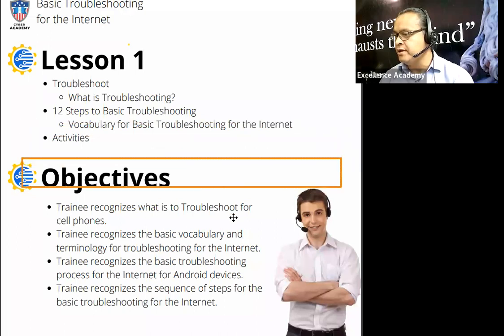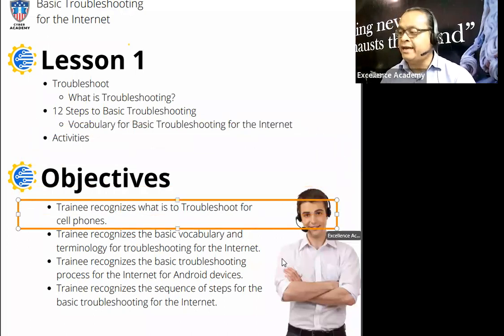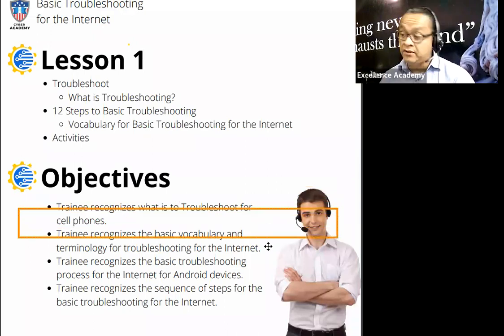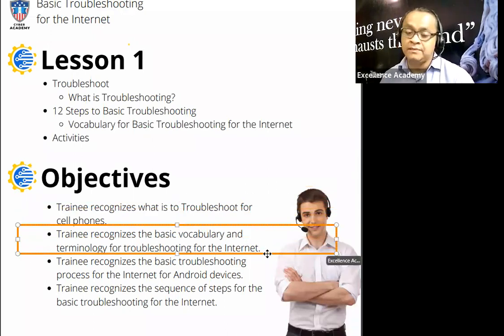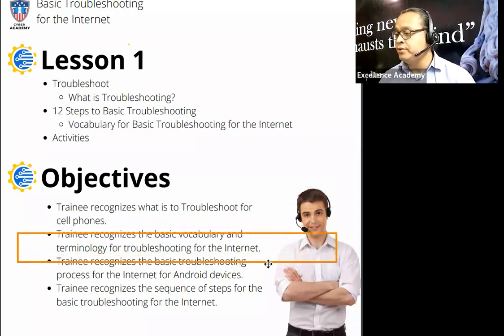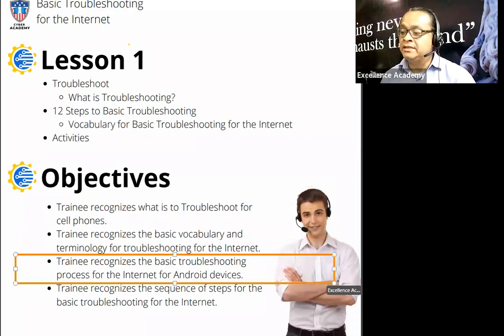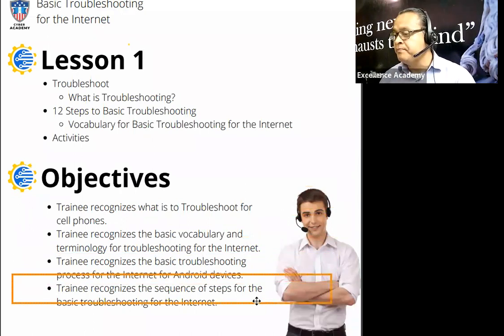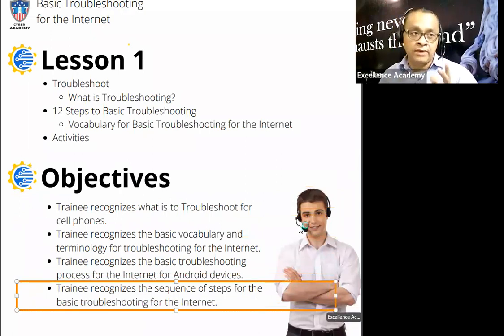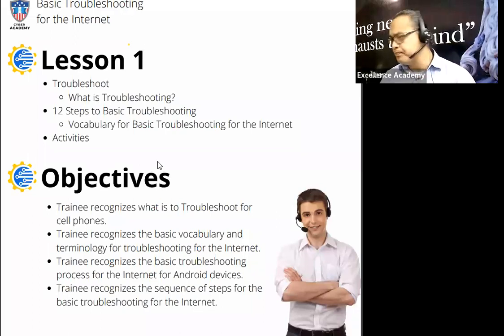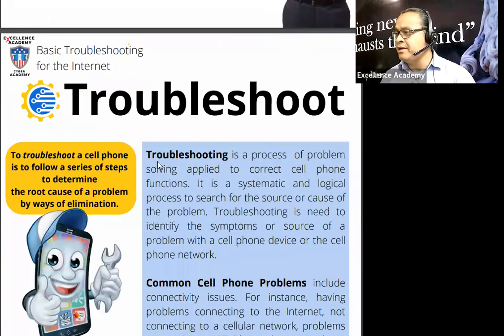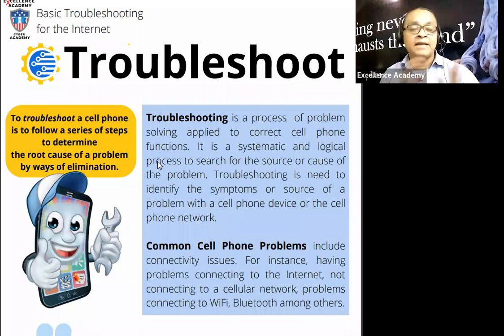The objectives for last week were to recognize what is troubleshooting for cell phones and to also recognize the basic vocabulary and terminology for troubleshooting for the internet. You guys did some practice and the troubleshooting process that you learned was specifically for Android devices, which are the most common. And also you learned about the sequence steps in a basic troubleshooting scenario for an Android device. So those were the objectives for last week. You need to have the vocabulary. You need to have an understanding from last week's class to be able to do this class this morning.